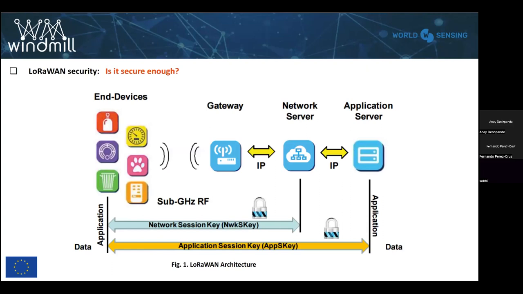There are mainly two types of security: signature-based security and behavioral-based security. The one implemented in LoRaWAN is the signature-based, which depends on two keys, one at the level of the network key and another on the application layer.